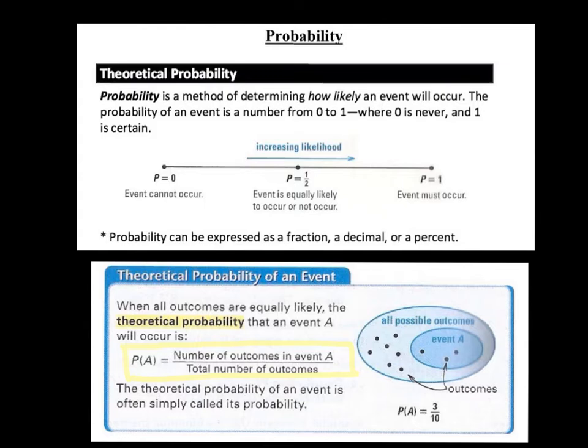So it does give you guys an example there. Event A, there's 3 dots in there, and then there's 1, 2, 3, 4, 5, 6, 7 dots on all possible outcomes. So there's a total of 10. So 3 out of the 10 are going to give you the probability of event A.